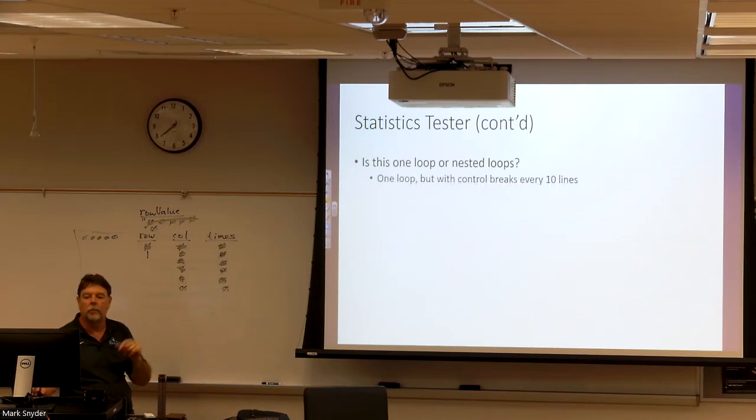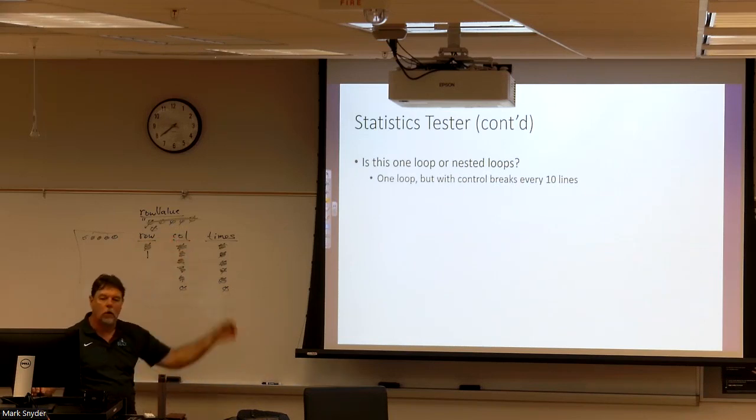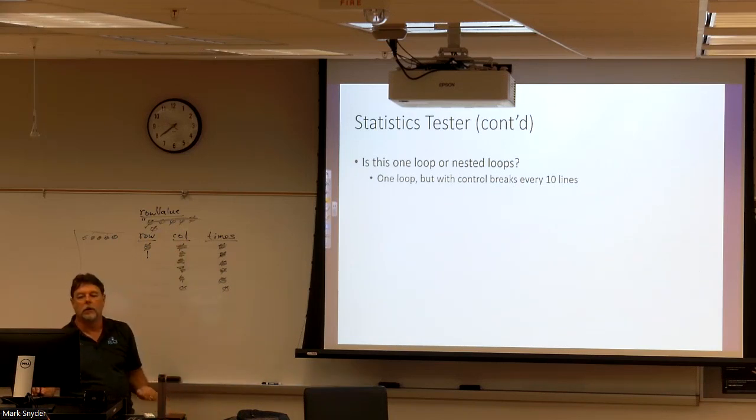So I think it's one loop, but it's got control breaks every 10. Right? So we're going to go from 1 to 100, or from 0 to 99. We're going to have 100 rows. And then every 10 lines, we're going to stop. And we're going to collaborate and listen. No, that's a different thing. We're going to stop. We're going to do a control break logic. We're going to do some stuff. And then we're going to start over and do another block.